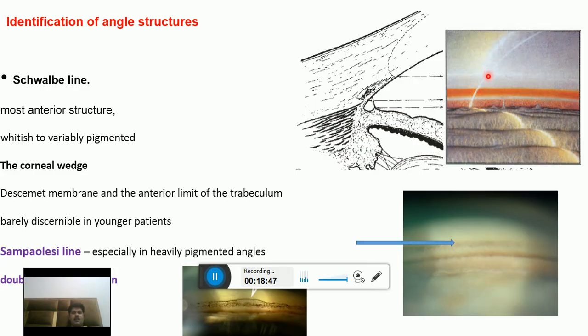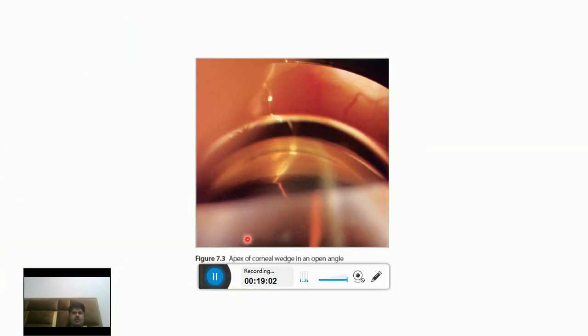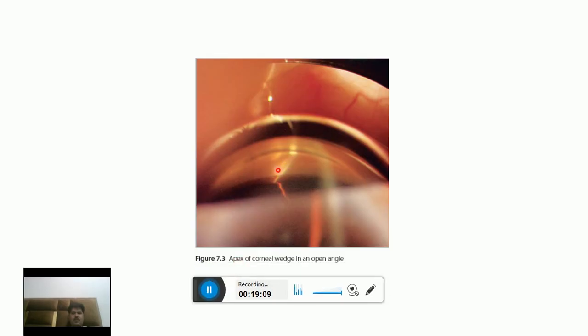Here is the apex of the corneal wedge that coincides with the Schwalbe line. This is the Schwalbe line. This is the Sampaolesi line. This is the apex of the corneal wedge in an open angle. So here you can see the apex of the corneal wedge.